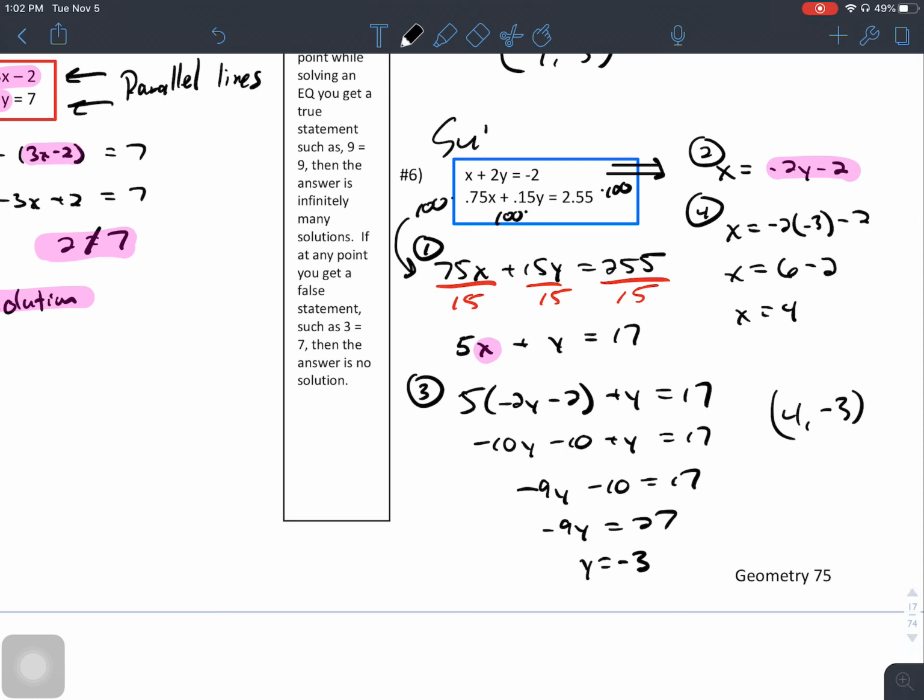This one I use substitution. You can do these problems in lots of ways. You're going to get the same answer every time as long as you do it correctly. You can use elimination or substitution for any problem.